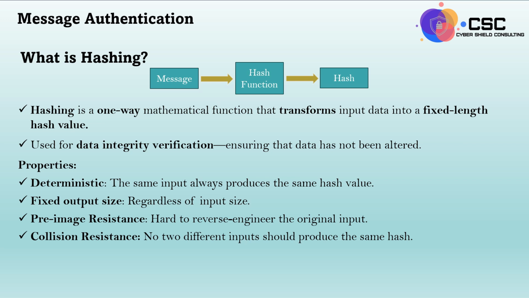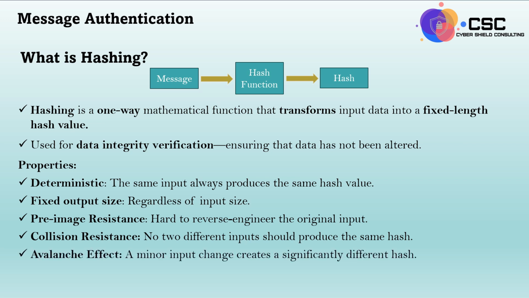Weak hash functions like MD5 have suffered from collision attacks. Avalanche effect: even the smallest change in input should create a completely different hash. Efficiency: a secure hash function must be fast to compute while still being highly secure. A real-world example is file integrity checking. Suppose you download a software file and compute its hash. If even one bit of the file changes, the hash will be entirely different, alerting you to potential tampering.